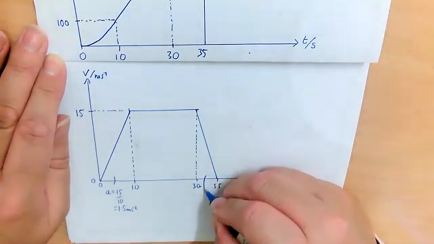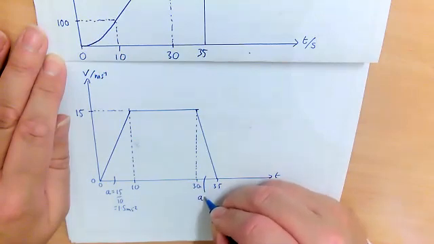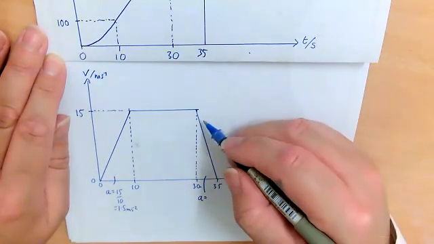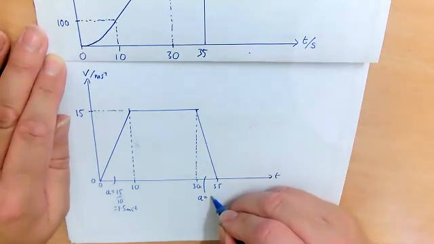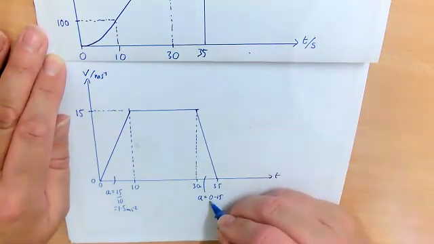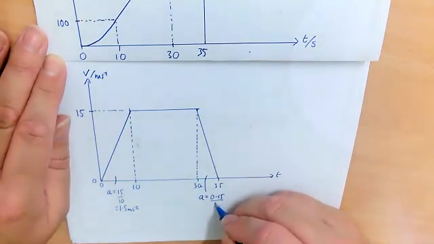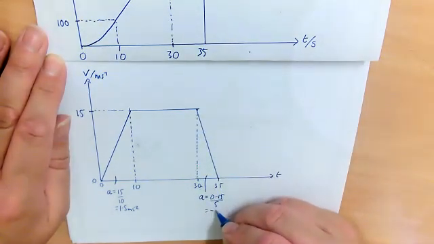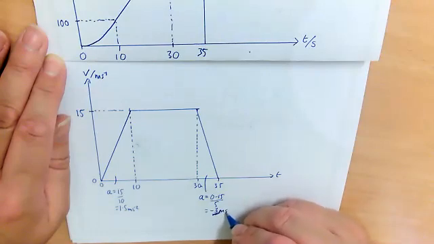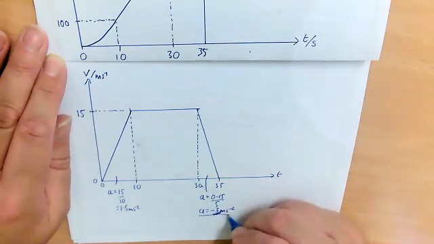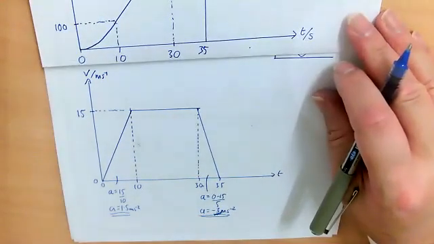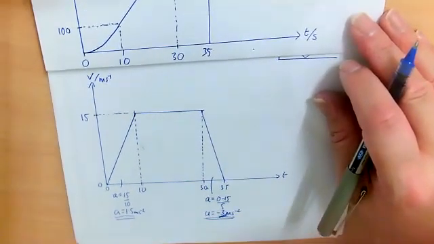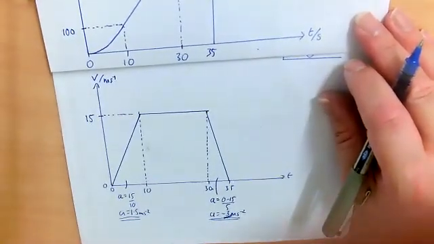So here we've got acceleration. Again, it's a gradient, but this time we're going from 15 down to 0. So it's 0 minus 15, because it's deceleration, and that's in 5 seconds. So that's minus 3, whoops, I do apologize. There we are, meters per second squared. So you can calculate the acceleration from the velocity time graph.